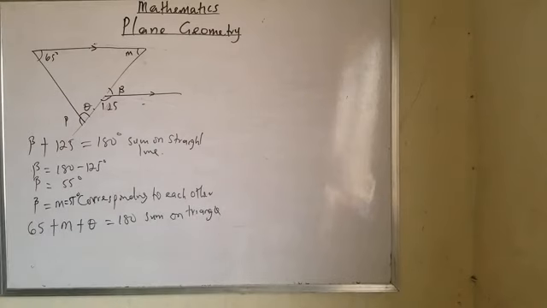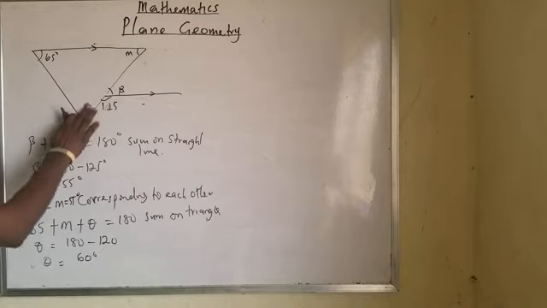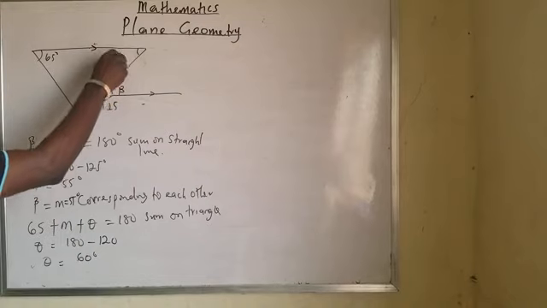Sum of angles in a triangle. What else can I do here? I have my m as 55. It means my theta will equal 180 minus 65 plus 55, which is 120. Now it means it will be 60 degrees. My theta is 60 degrees. Let me quickly fix them up. This one is 60 degrees. This one will be 55 degrees.